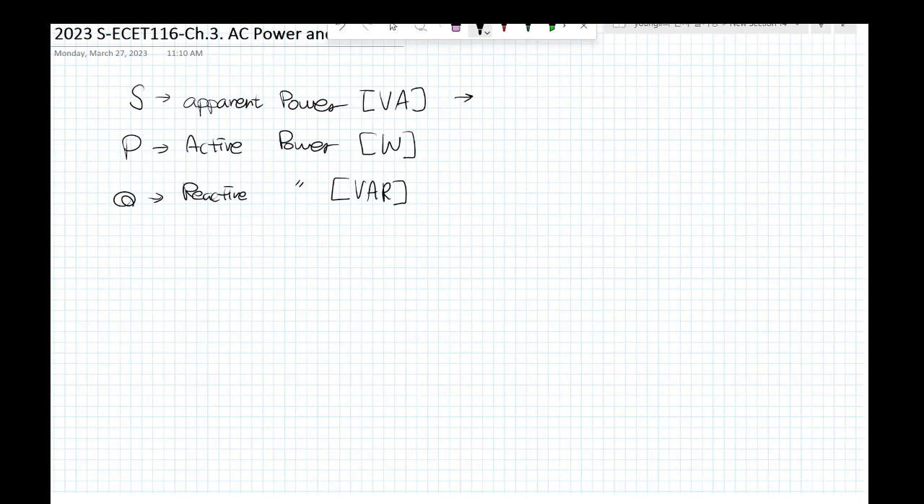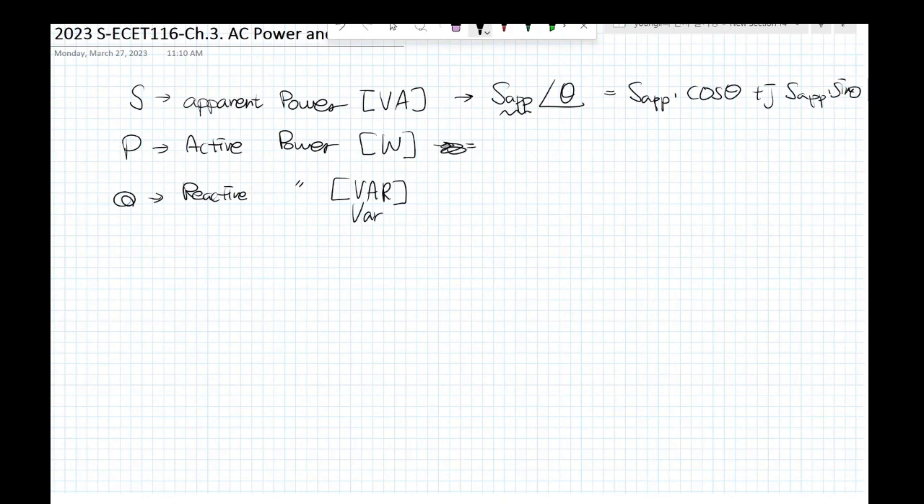We can describe it in polar form and then rectangular form. The polar form has the amplitude S sub APP and theta. That is S sub APP cosine theta plus j S sub APP sine theta. VA is volt-ampere, and VAR is volt-ampere reactive, I think. Oh, I'm sorry about it.